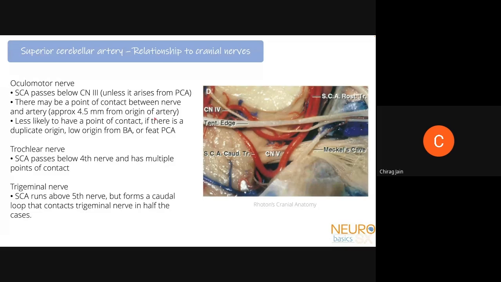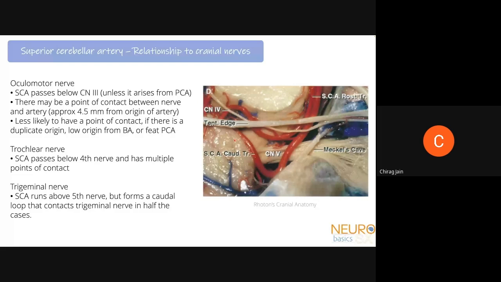The trochlear nerve, on the other hand, also runs above the SCA, but has multiple points of contact with the SCA. But the point of contact basically matters only for the trigeminal nerve. The trigeminal nerve is going to be running below the superior cerebellar artery over here. And as we know, once the superior cerebellar artery crosses the lateral pontomesencephalic segment, it is going to loop down and it is going to try and touch the fifth nerve. So in 50% of cases, it does directly touch the fifth nerve and forms a point of contact. And this is one of the most common causes of neurovascular conflict in trigeminal neuralgia.